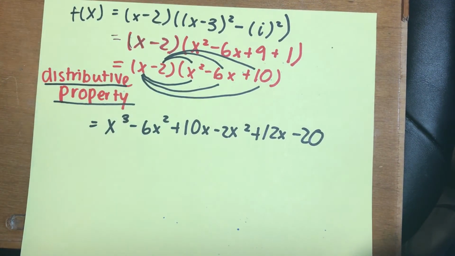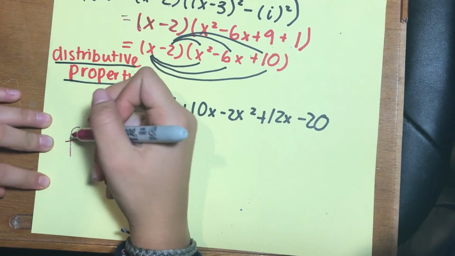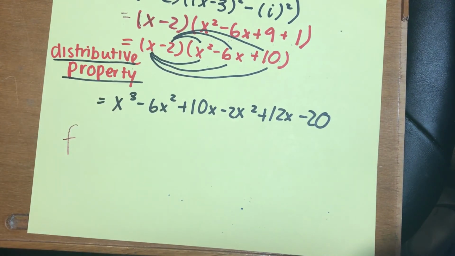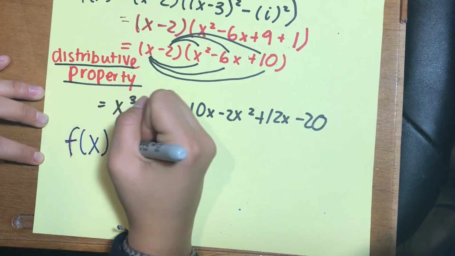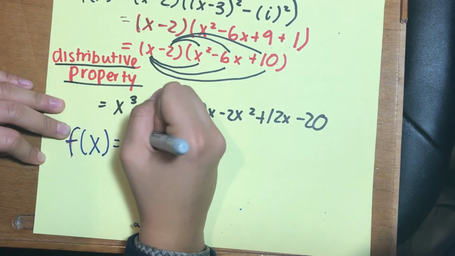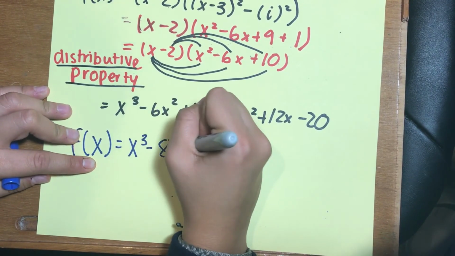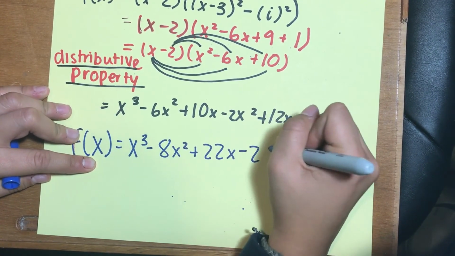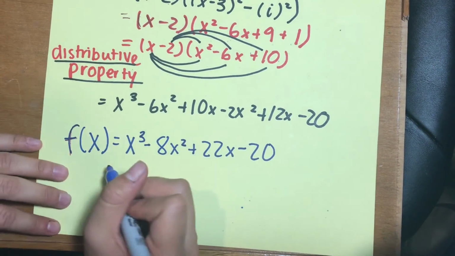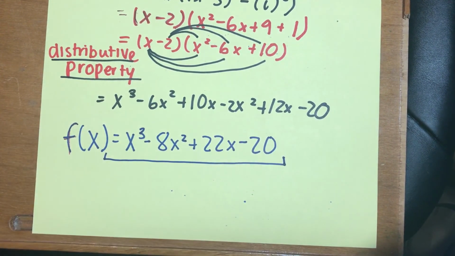So if we simplify this even further, our final answer would be f of x is equal to x cubed minus 8x squared plus 22x minus 20. And this is how we found the polynomial using the conjugate zero theorem.